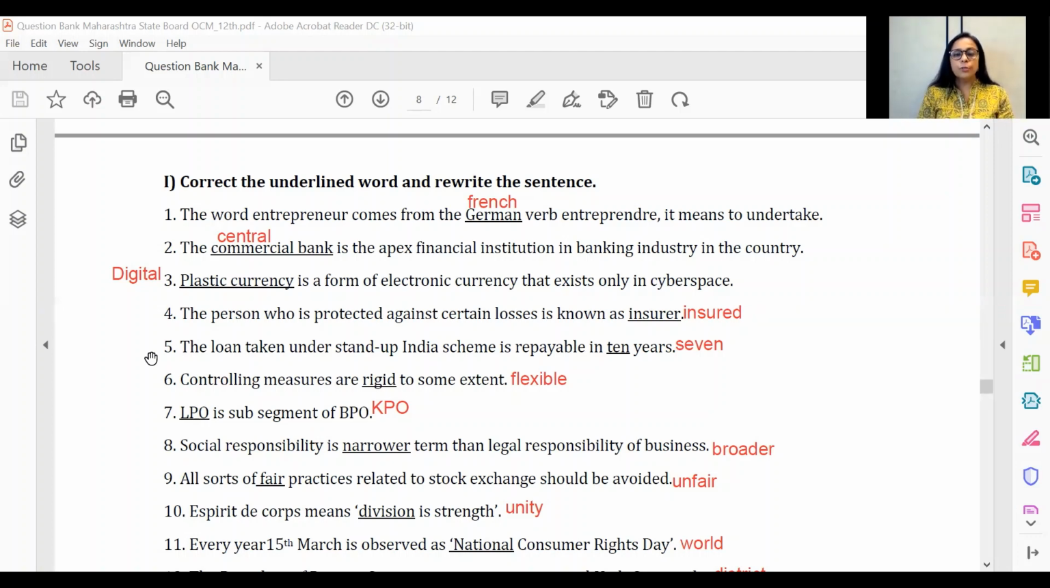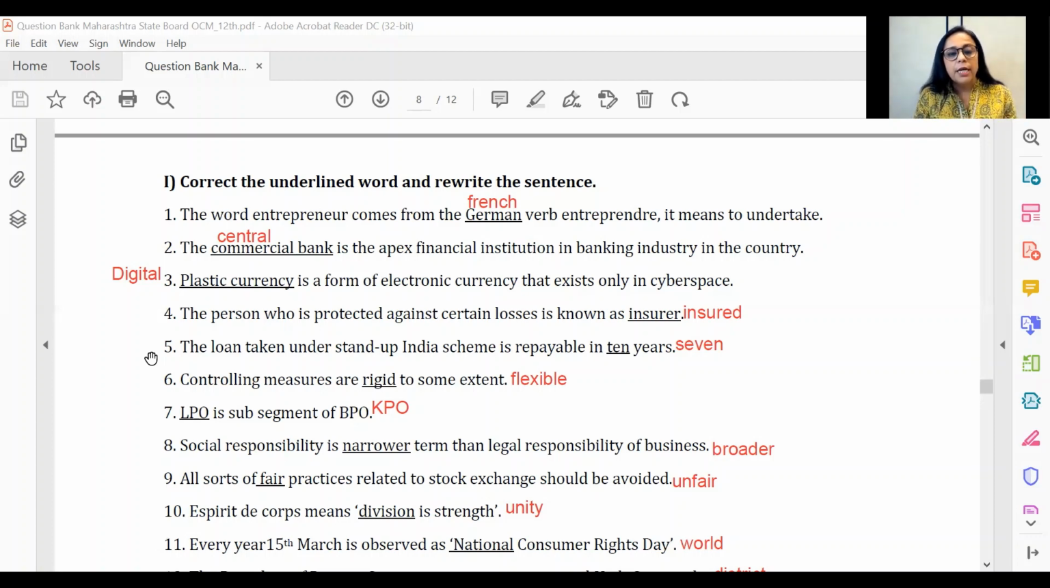8th one, social responsibility is narrower term than the legal responsibility of business. So naturally, as you read the sentence, you realize that social responsibility is a much broader term. Legal responsibility is just one aspect of social responsibility. So the answer would be broader. Number 9, all sorts of fair practices related to stock exchange should be avoided. Naturally, you cannot avoid fair practices. You have to avoid unfair practices.